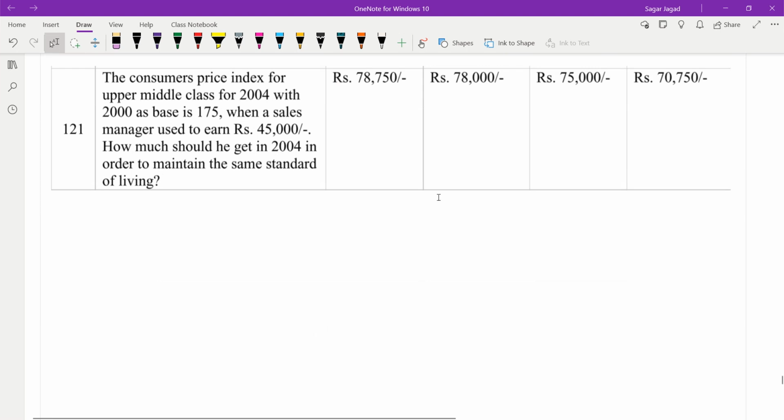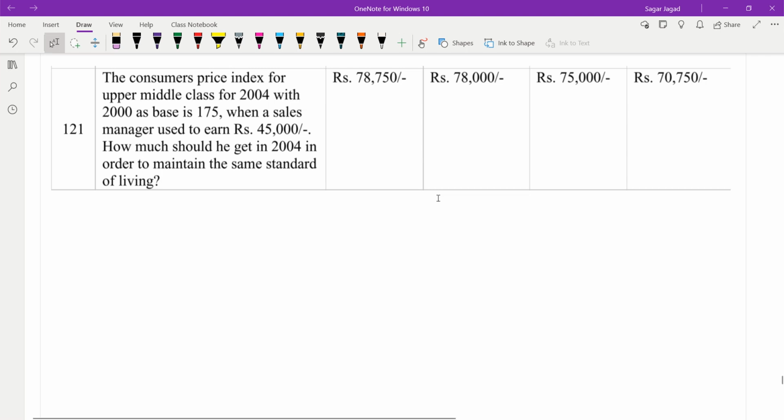The consumer price index for the upper middle class for 2004 has been given as 175 with the base year of 2000. When a sales manager used to earn 45,000, how much should he get in 2004 in order to maintain the same standard of living?